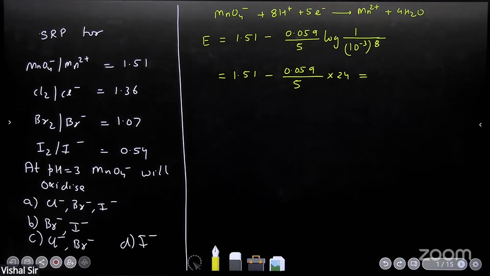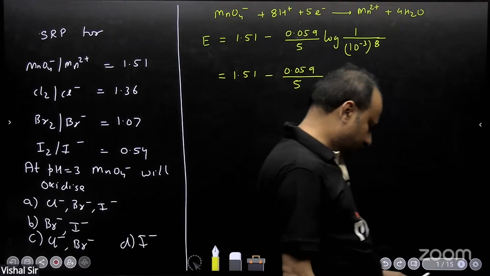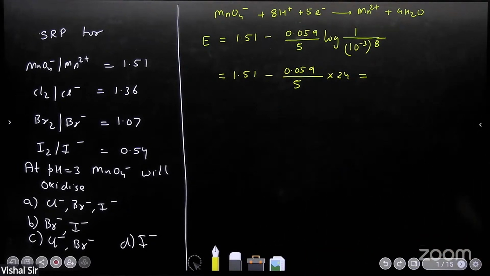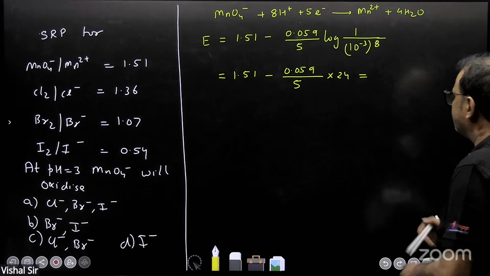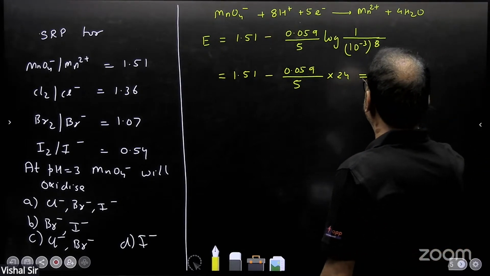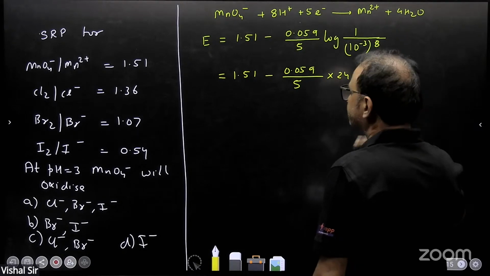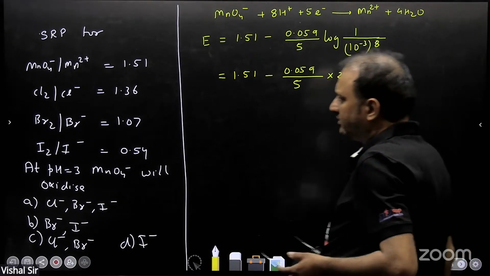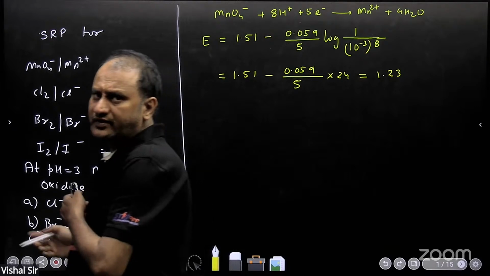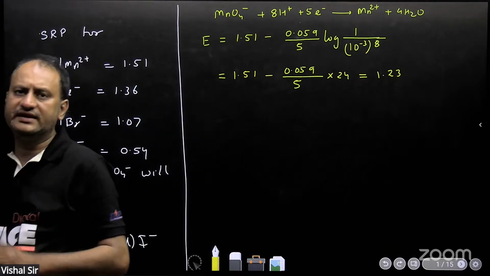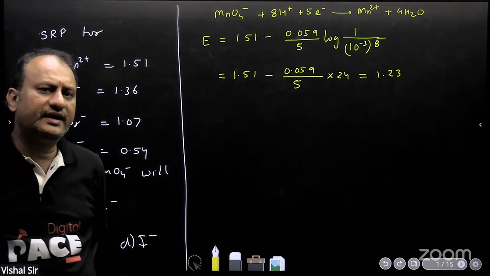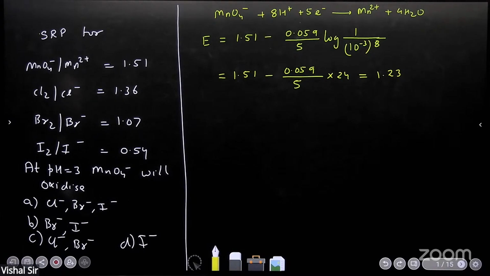So this value is coming 1.22 roughly. 1.22 or 23, we can take. Let's take around 1.23. So this is coming 1.23. Now you are asked, out of these three, at pH 3, permanganate will oxidize which of them?